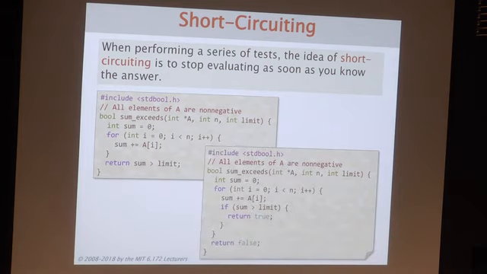But there's actually a better way to do this. The idea here is that once you know the partial sum exceeds the limit that you're testing against, then you can just return true. Because at that point, you know that the sum of the elements in the array will exceed the limit because all of the elements in the array are non-negative. And then if you get all the way to the end of this for loop, that means you didn't exceed this limit, and you can just return false.